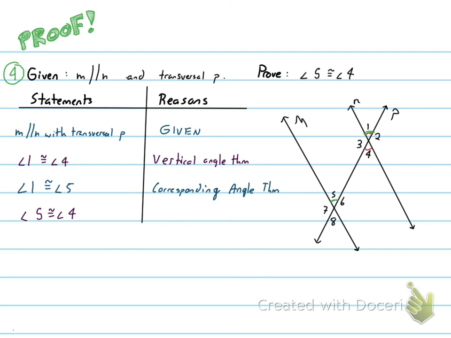My last line is what I'm trying to prove. I look at the two lines before, and I see that angle 4 and angle 5 are both congruent to angle 1. So if 4 is congruent to 1 and 1 is congruent to 5, I could say that 4 is congruent to 5 by the transitive property. And I'm done.